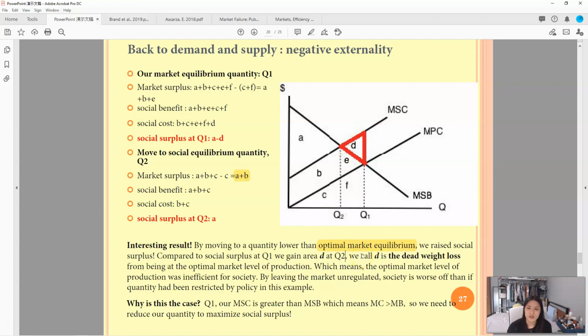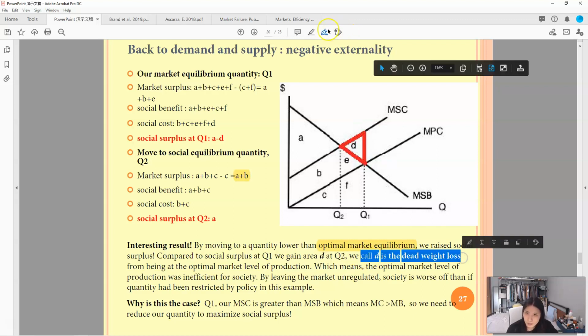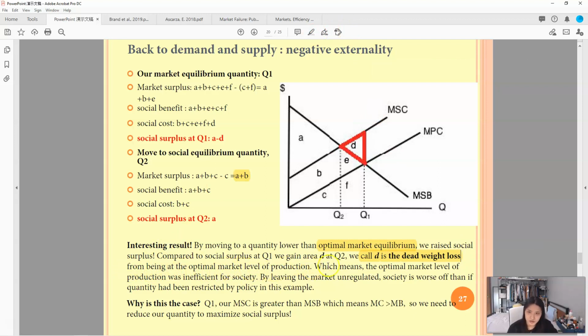So in this case, we can call D the deadweight loss from being at the optimal market level of production. So that means the optimal market level of production is inefficient for society.